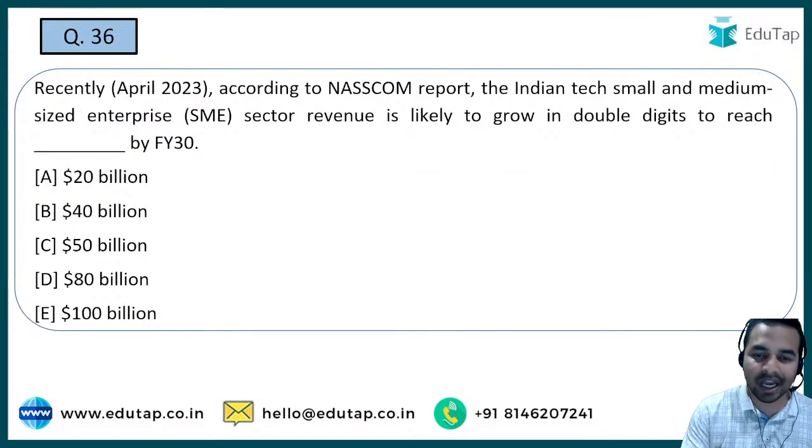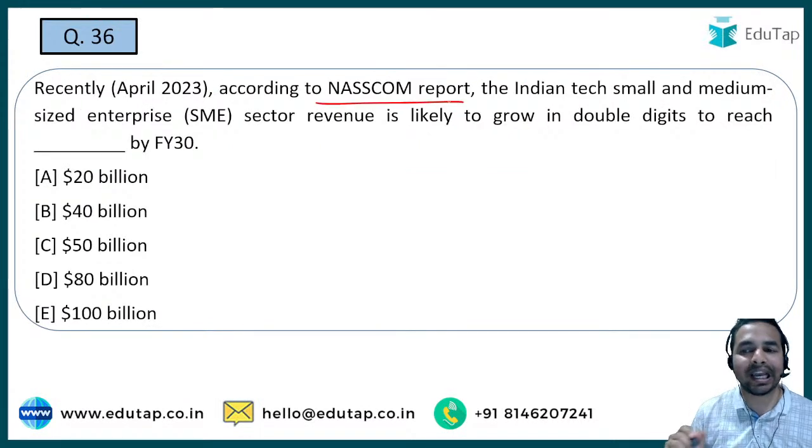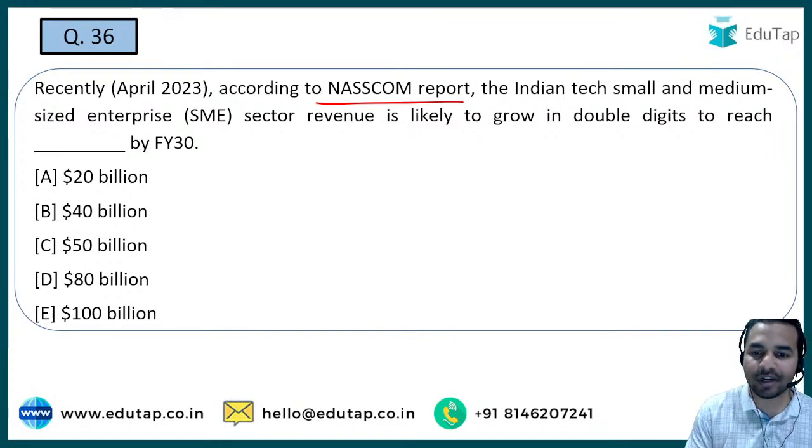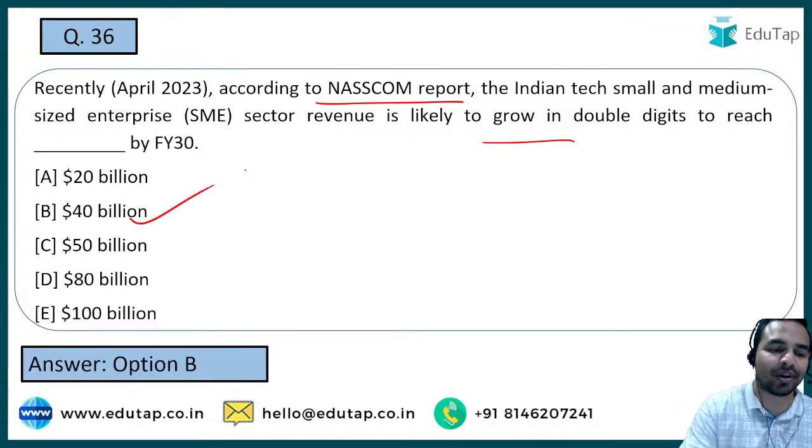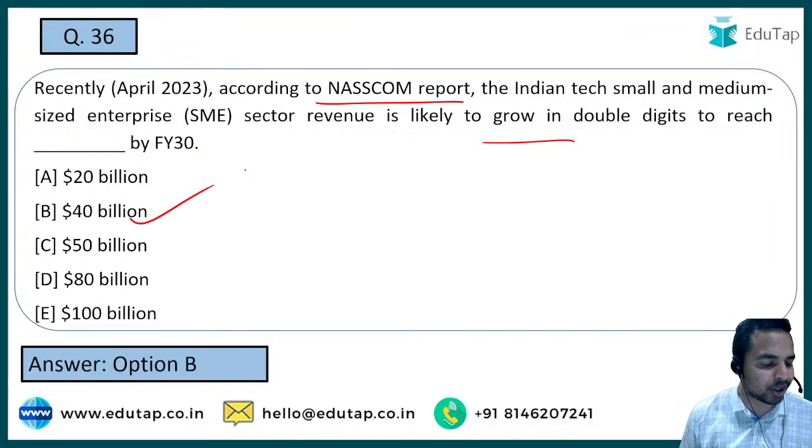Now the next question. According to the NASSCOM report, the Indian tech small and medium sized enterprises sector revenue is likely to grow in the double digits. And what exactly is that particular worth that it is going to reach by 2030? That is what you are required to identify, and that is $40 billion. That is the right answer to this particular question. I hope this is clear to all of you.